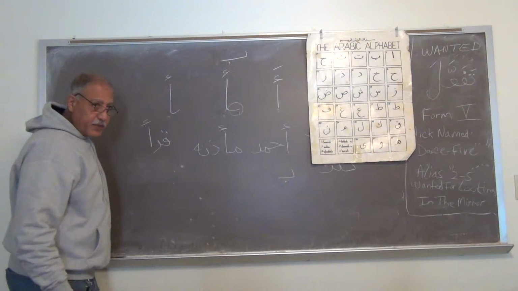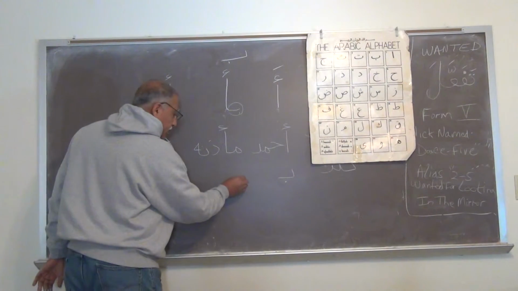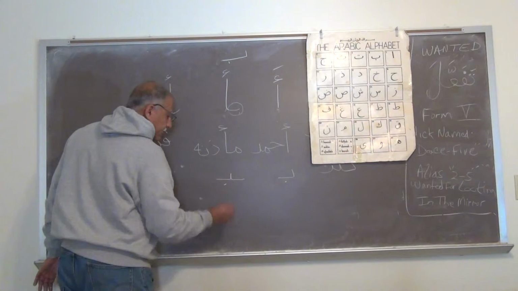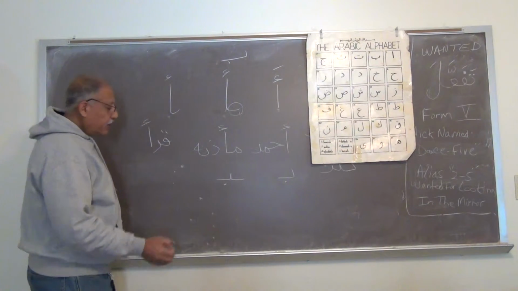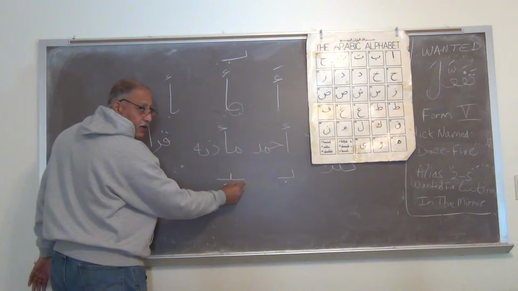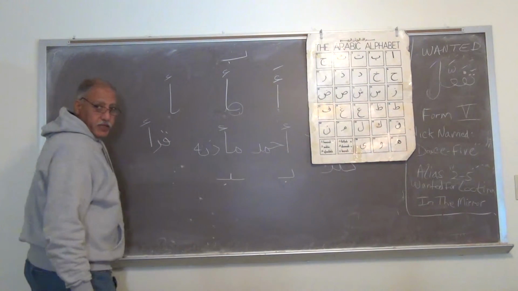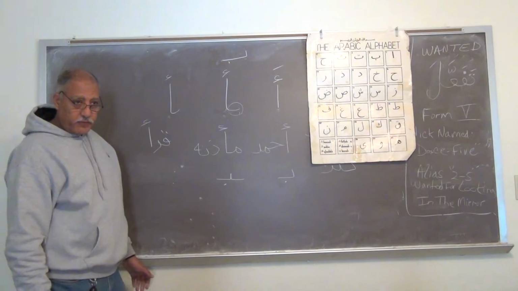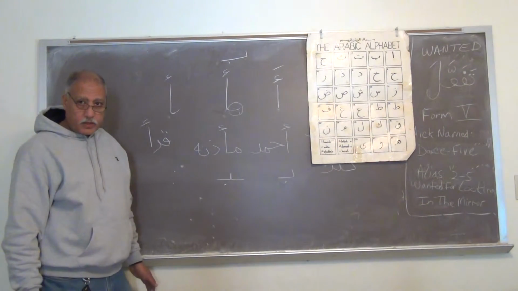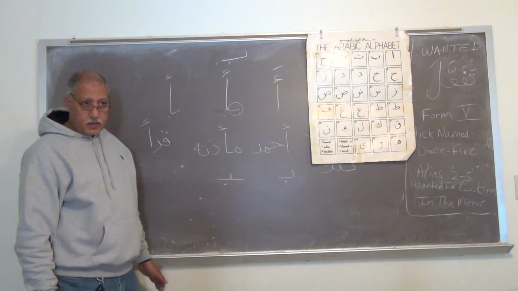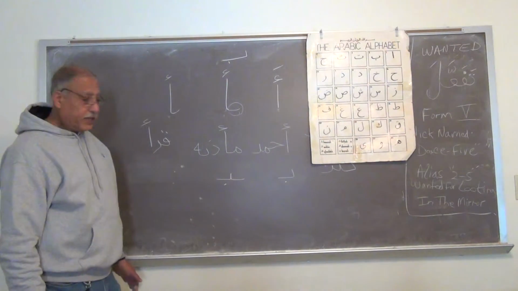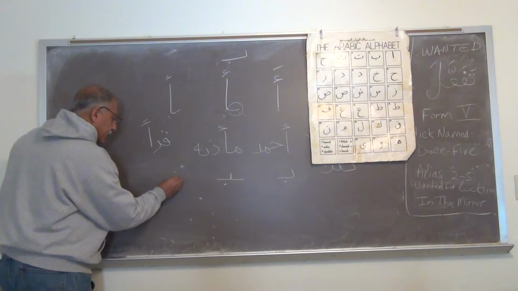What about if it comes in the middle of the word? It's going to be like that. We put a little line over here, a little line over here, and this vertical line in the middle, and that's going to show the harf al-ba in the middle of the word. At the end of the word, it's going to be like that.